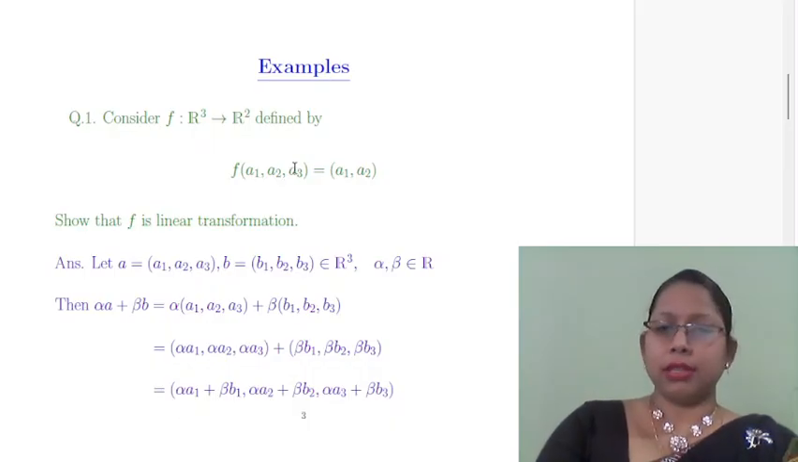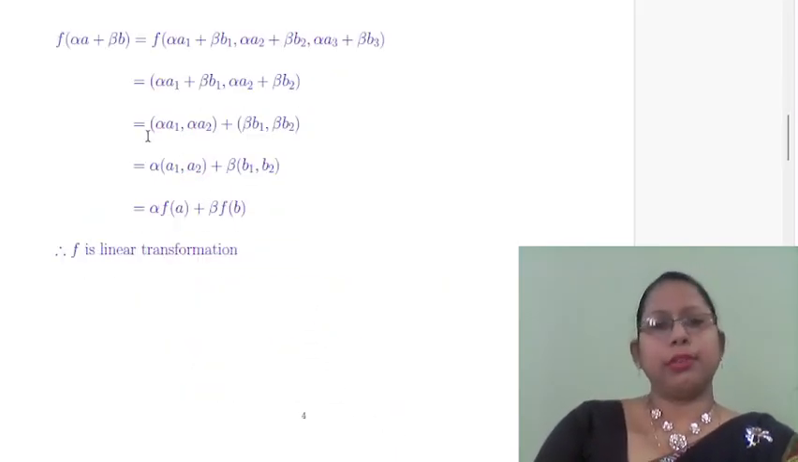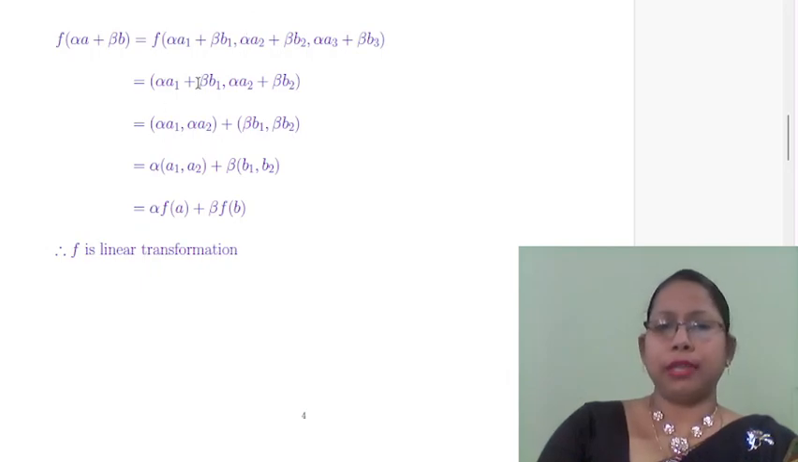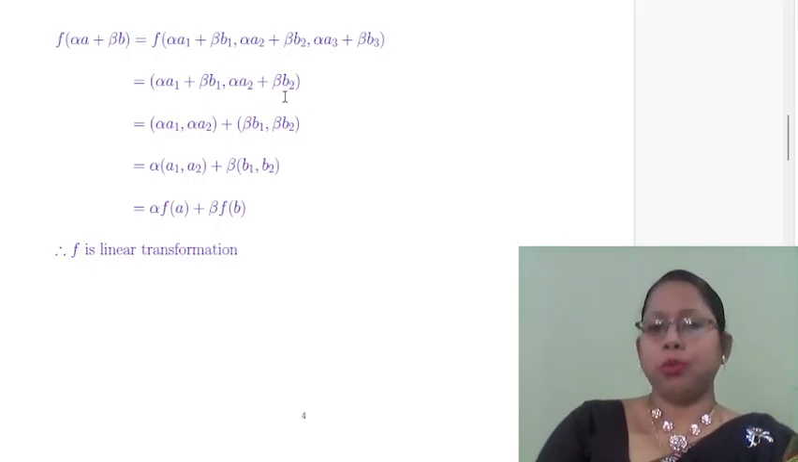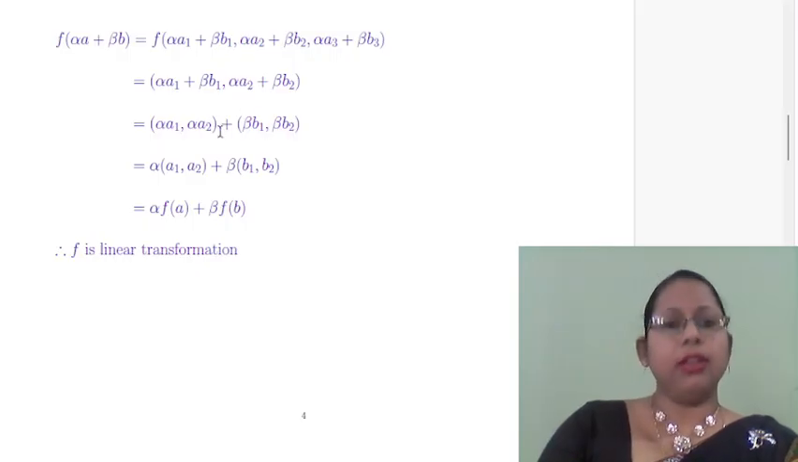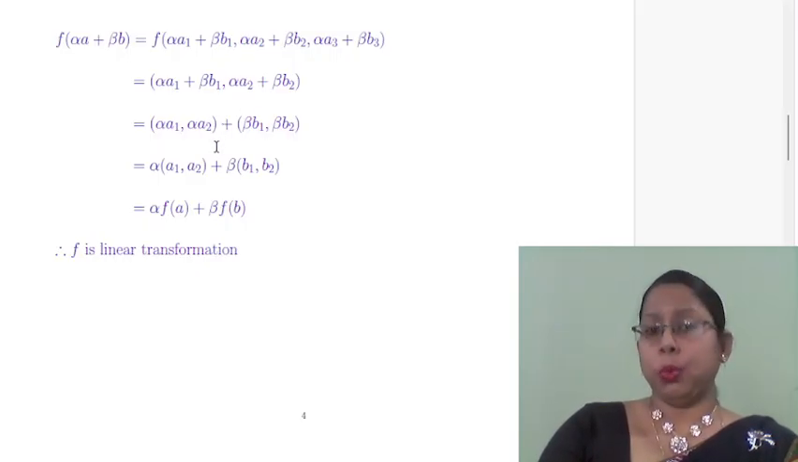In the next step, you should take the f image of this element and the f image of this element. Next, using the definition of this mapping, we will get this one. Here it is the f image of the left hand side element and the f image of the right hand side element. Then using the definition of the mapping, we will get the first two elements, that is (alpha a1 plus beta b1, alpha a2 plus beta b2). Then separate alpha with alpha and beta with beta. We will get this one, that is (alpha a1, alpha a2) plus (beta b1, beta b2).